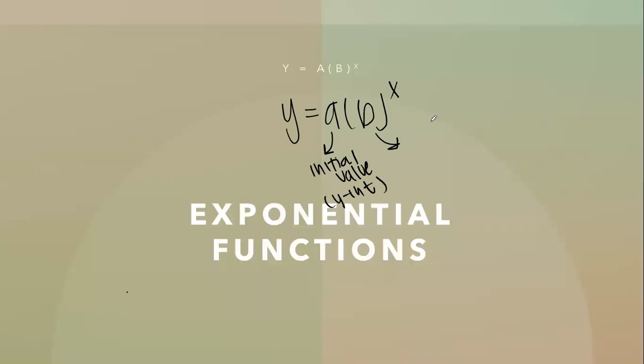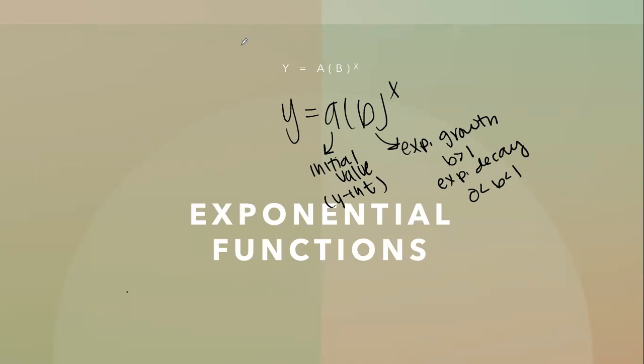Our b value tells us if it's exponential growth or exponential decay. If it's exponential growth, what do you know about the b value? It's greater than 1. If it's exponential decay, what do you know about that value? Between 0 and 1, less than 1. Awesome.